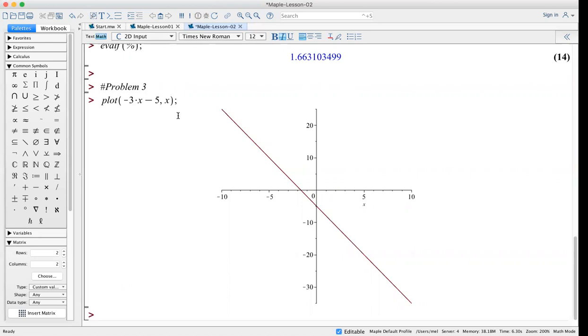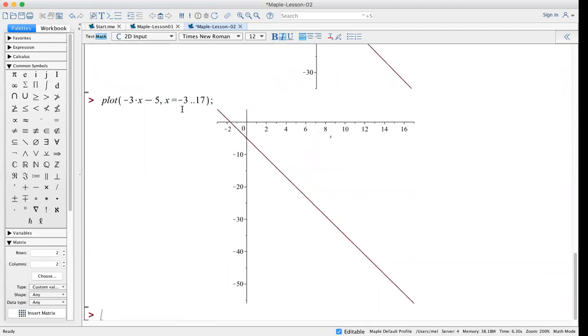And the default in Maple is it plots from minus 10 to plus 10. If you want to plot it over a different range, maybe minus 3 to 17, you go x equals minus 3, 2 dots, 17. And now this is going from minus 3 to 17.